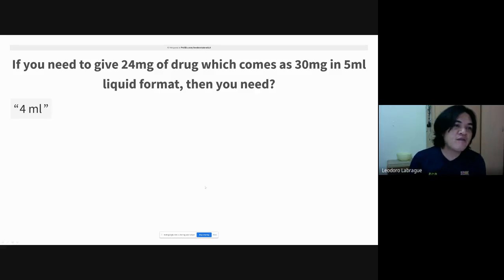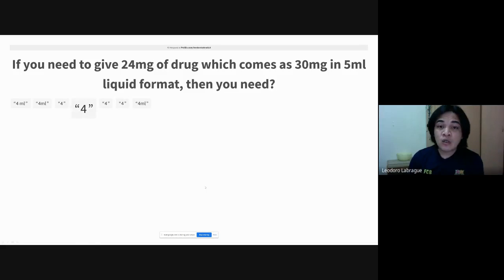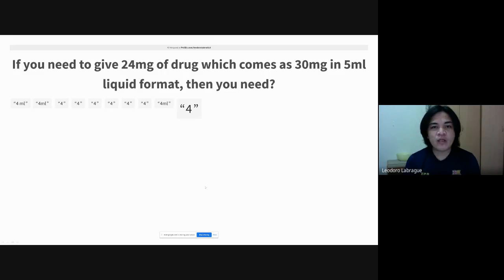Okay, I see an answer of 4 ml. Another 4. For the other students, if you have other answers, do not hesitate to send them. I just want to know if you can apply the formula. It is good to have a pen and paper or a calculator so that you can practice. I will count 10 seconds, then I will close this one.